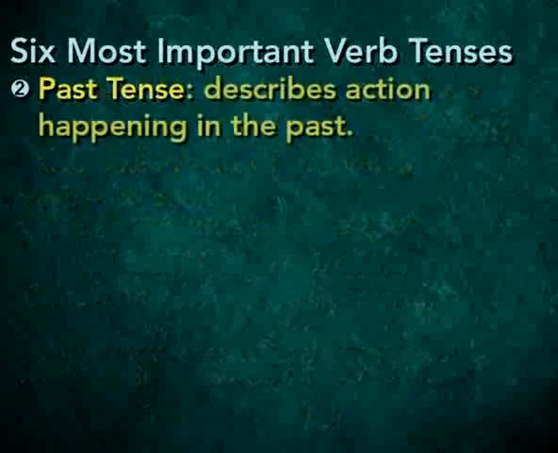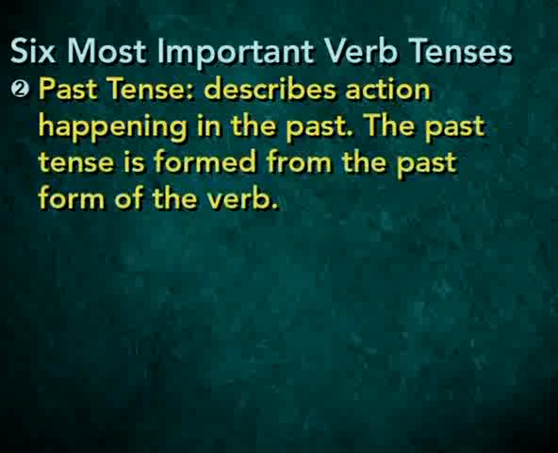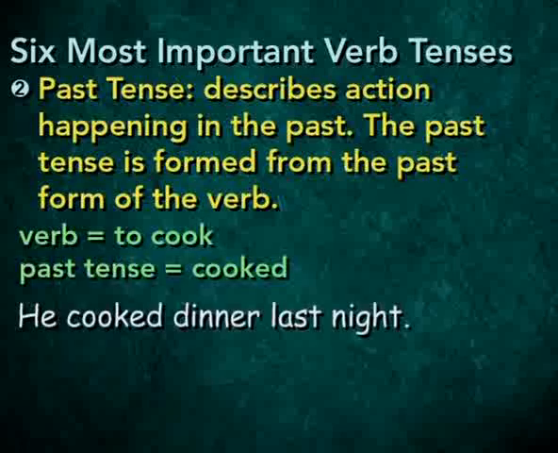The past tense describes action happening in the past. Anytime you're talking about something that happened before now, you would use the past tense. And the past tense is formed from the past form of the verb. Remember that with most verbs, the past form is created by adding ed to the basic form of the verb. And that's the way it is with the verb to cook. He cooked dinner last night.